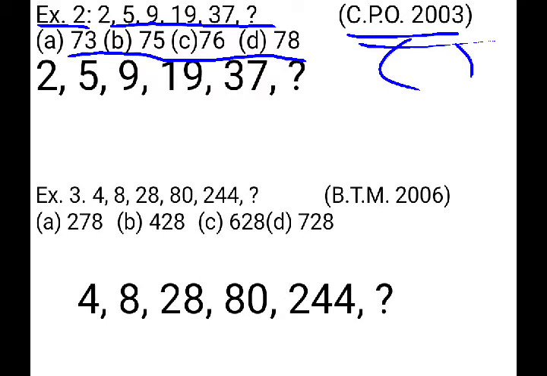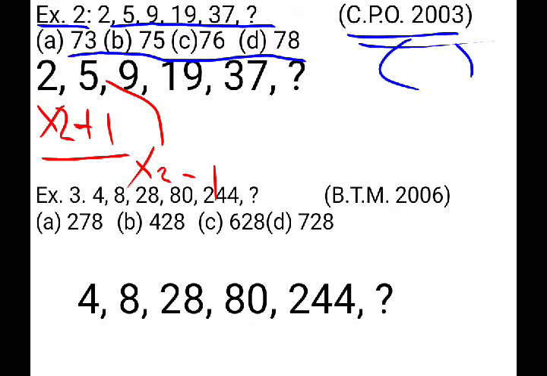Now if you see here, 2 into 2, 4 plus 1 it's 5. 5 into 2 minus 1 it's 9. Here we are following into 2 plus 1, into 2 minus 1. 9 into 2 plus 1 is 19. 19 into 2 minus 1 is 37. Means here 37 into 2 plus 1 will be the answer.